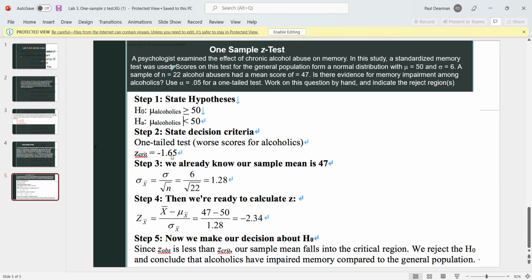If you're doing a one-tailed test, it's always going to be either plus or minus 1.65, but it's only going to be 1. Versus two-tailed, you're going to have the plus or the minus, and it's going to be a bigger number.